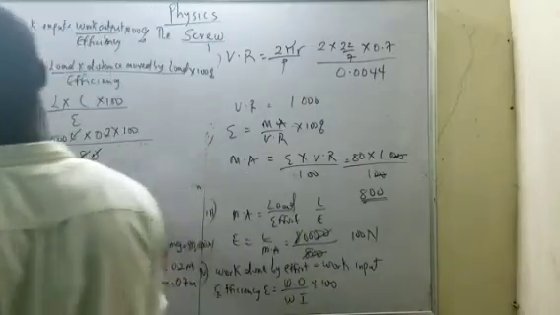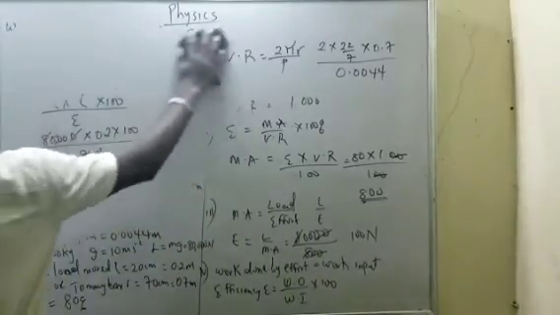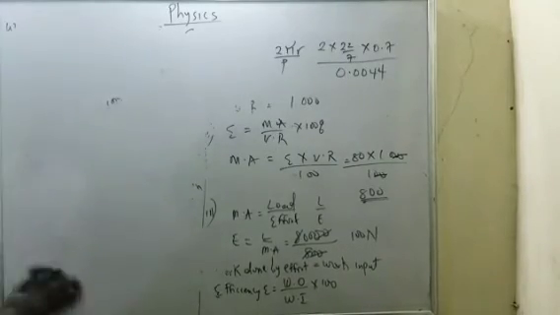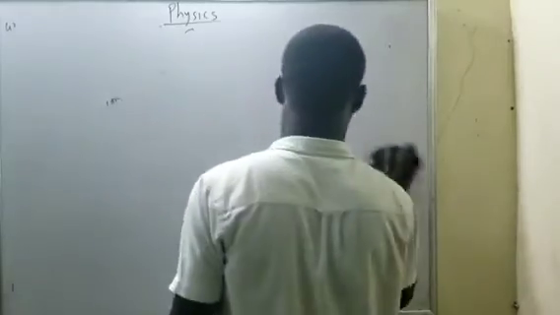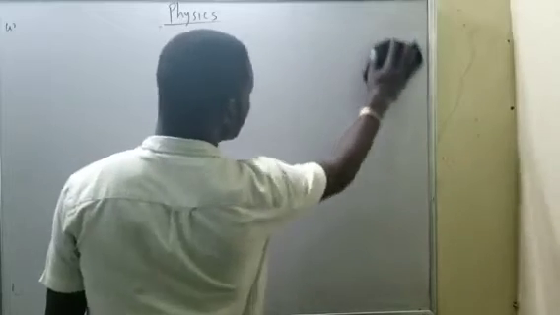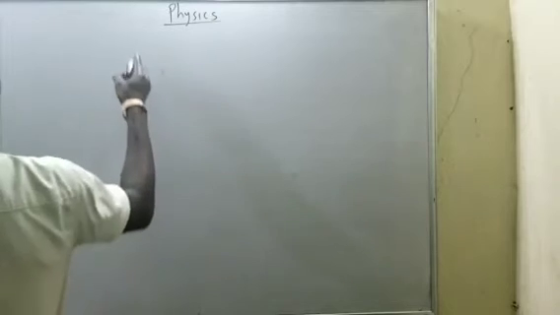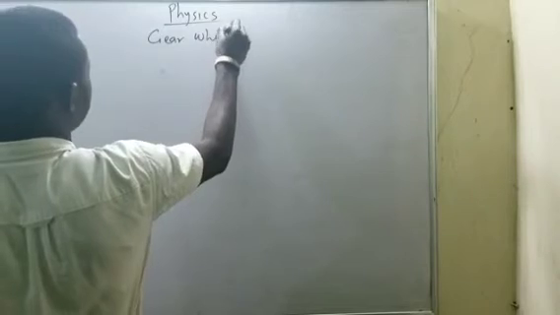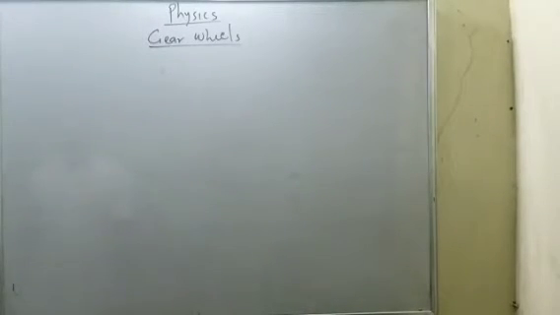Because of time, let me quickly explain the last part of it, which is a gear wheel. I want to explain the wheel part of it. I don't need to explain much. We have been on the velocity ratio.